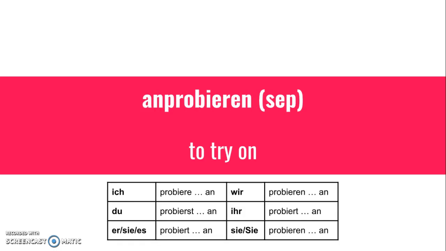Our next verb is anprobieren, also separable, to try on, and the conjugation of probieren is regular, so no surprises there, and then an just moves to the end when it's conjugated.